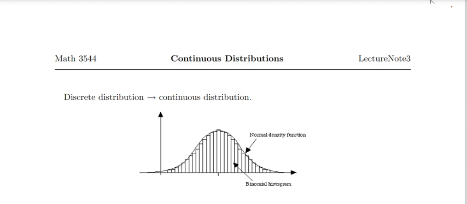Okay, so for distribution, we mentioned a binomial distribution or Poisson distribution or geometric distribution. So those distributions are discrete distributions, right? Okay. So for binomial distribution, we have some trouble.